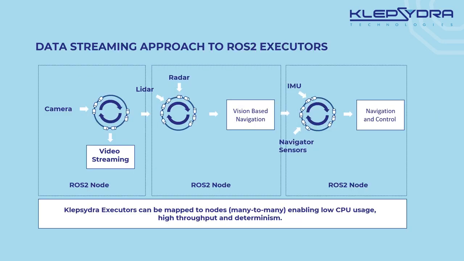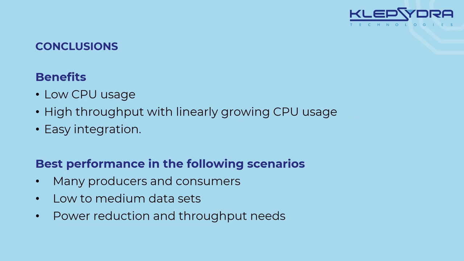A possible topology would look like this: a flow of executors connected, sharing data and executing different tasks within it. The first node, a multiplexer executor, would be in charge of collecting data from the camera, both for further processing and for video streaming. The second node collects the camera information and adds the information coming in from the lidar and radar, and all of it is fed to a vision navigation system. Lastly, on the last connected node, the data is further enriched by the navigation sensors, which are fed to the application control loop. To conclude, when should you use Klepsydra's executor?